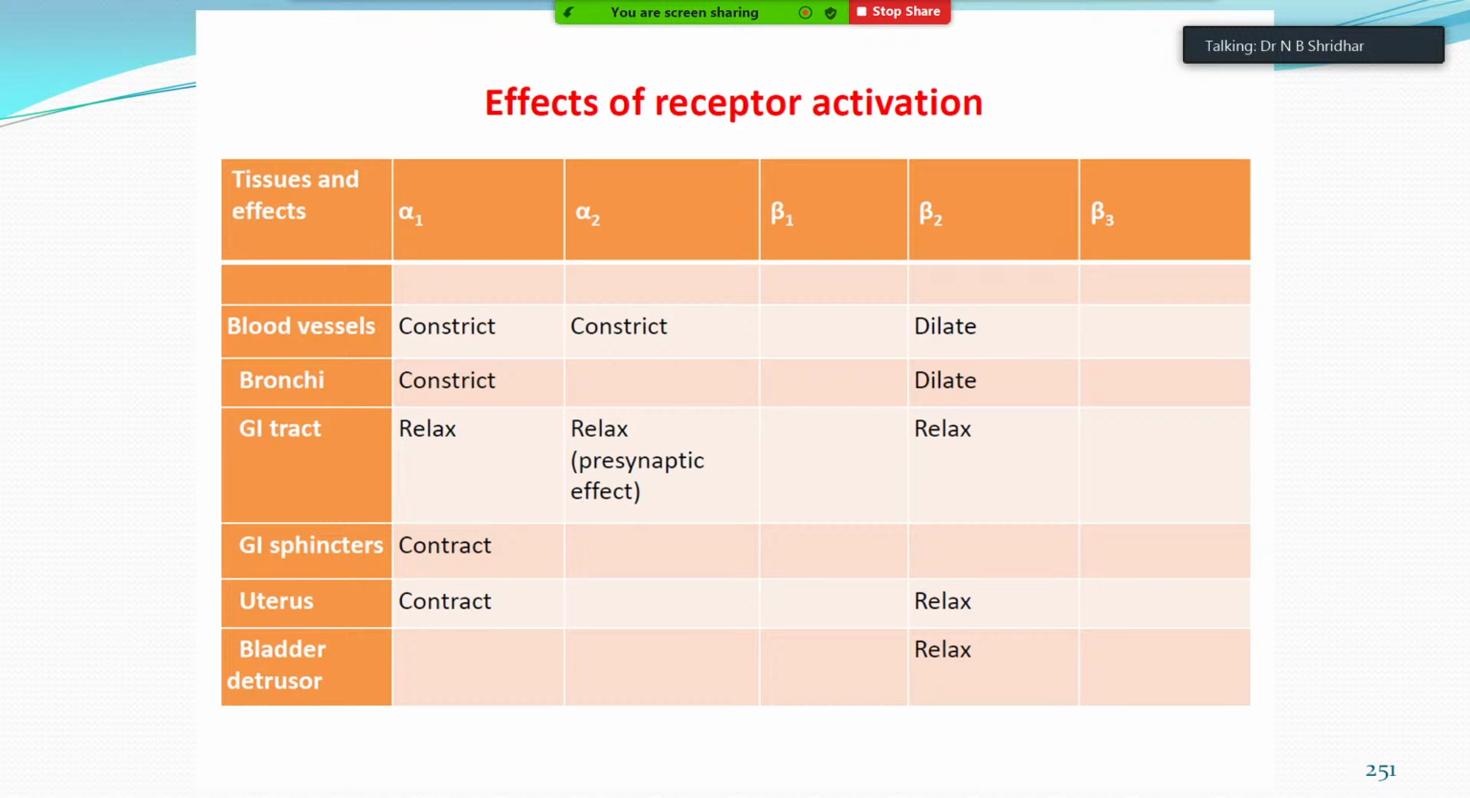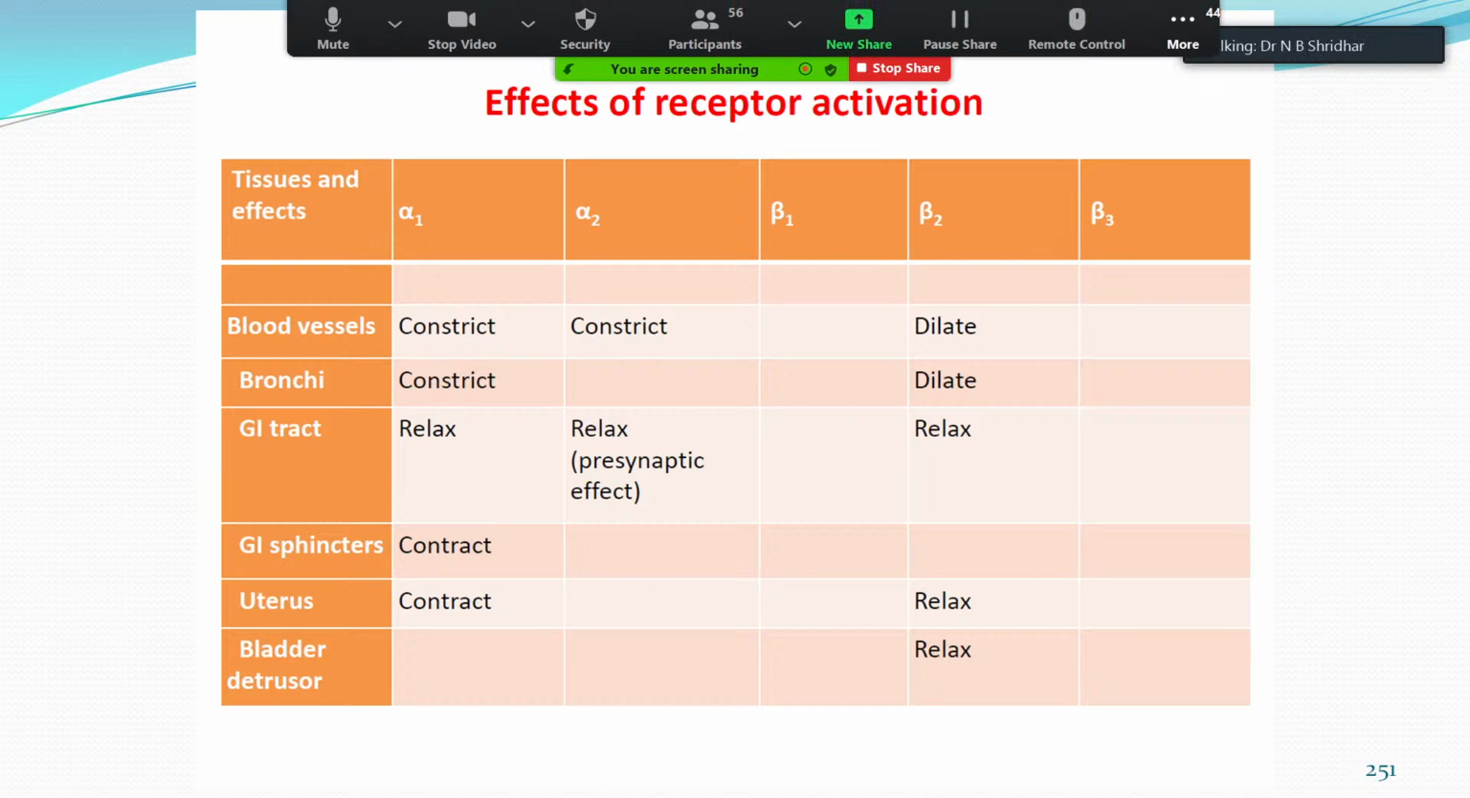Beta 2 is going to dilate the blood vessels and bronchi. Very specifically, we can say that the beta 2 type of the receptors, their population is very high in case of the bronchi. Beta 3, as usual, it is present in the adipose tissue and also in CNS, whereas how it is going to bring the action, especially the lipolysis, is yet to be understood.